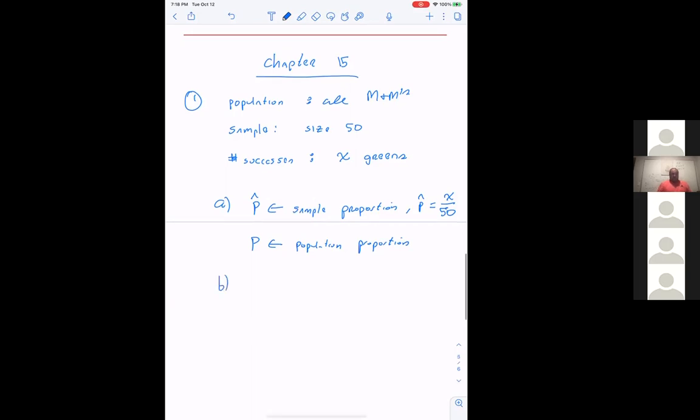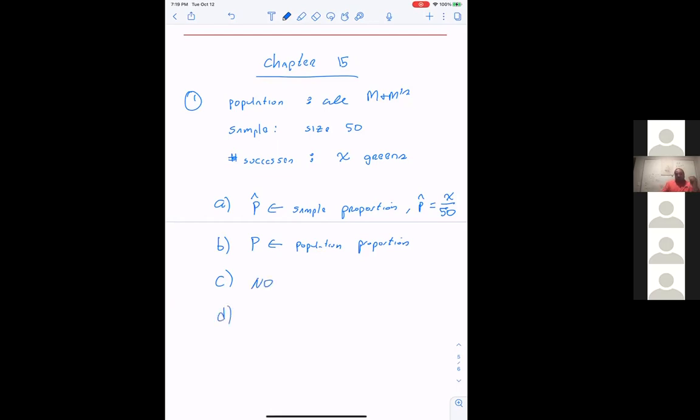Okay. Part B, is the proportion of green M&Ms among all chocolates, milk chocolate M&Ms manufactured by Mars a parameter or a statistic? Parameter. And what symbol do we use to represent it? P. C. Do you know the value of the proportion of green M&Ms manufactured by Mars? Do we know that value? No, we do not know that value.